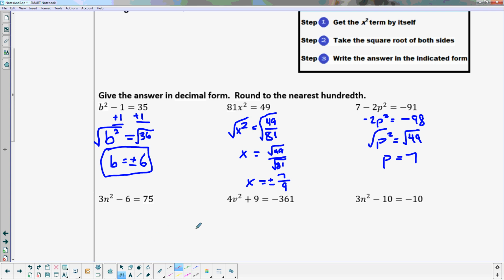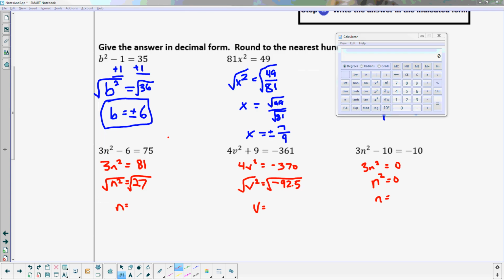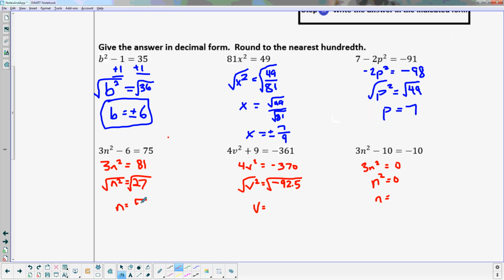Okay. Go ahead and pause the video and try the next 3 problems. Okay, hopefully you got those done, and maybe you found some weird things that happened. On the first one, I get 27, and taking the square root of that, it's going to be a decimal. It's not a perfect square, so we can round it to about 5.2. So 5.2 would be our answer there.